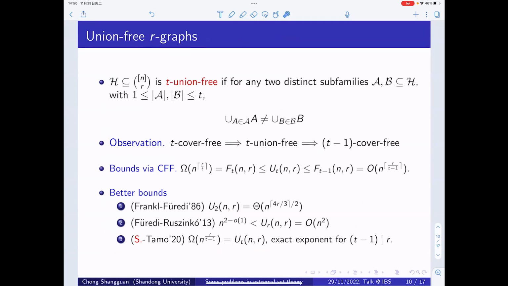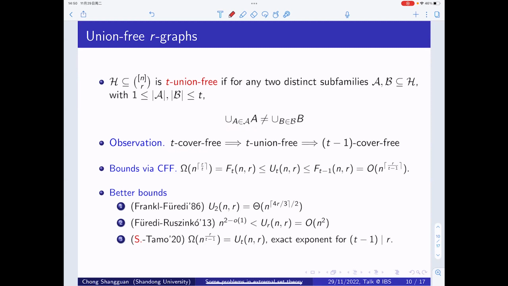Now let us turn to union-free hypergraphs. Recall that an r-graph is T union-free if for any two distinct subfamilies A, B, each containing at most T edges, the union of all edges in A does not equal the union of all edges in B. Here is a crucial and well-known observation that connects T cover-free hypergraphs and union-free hypergraphs: if an r-graph is T cover-free, then it must be T union-free.